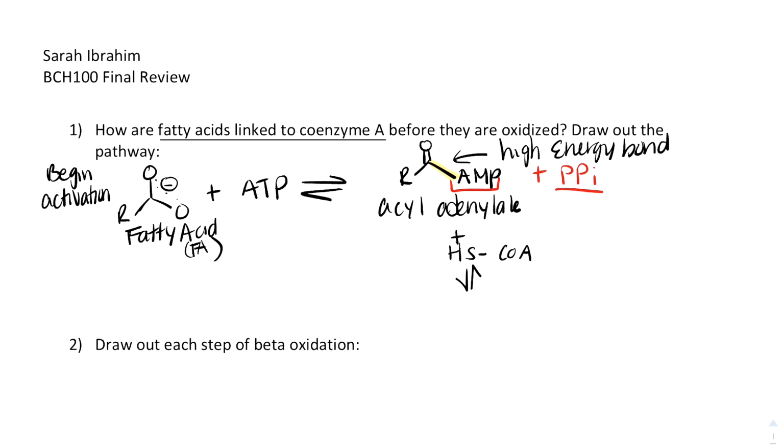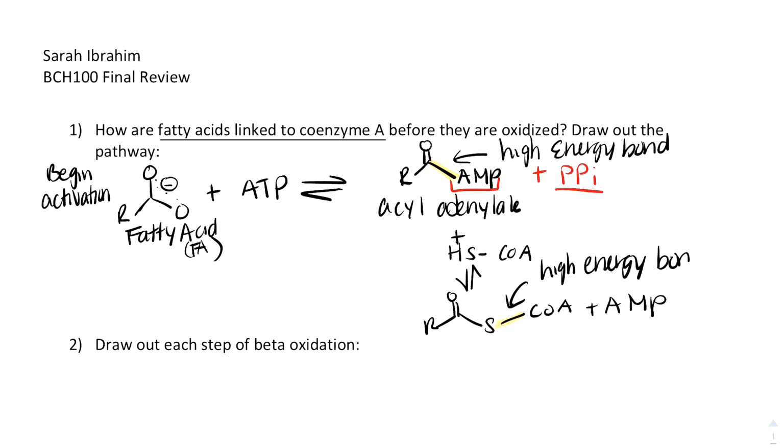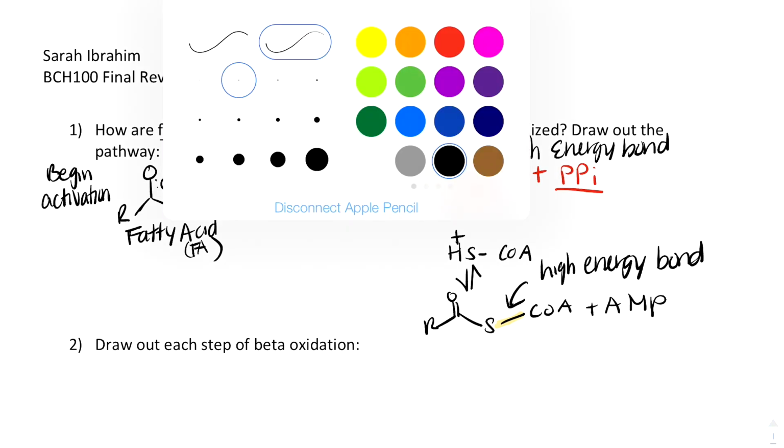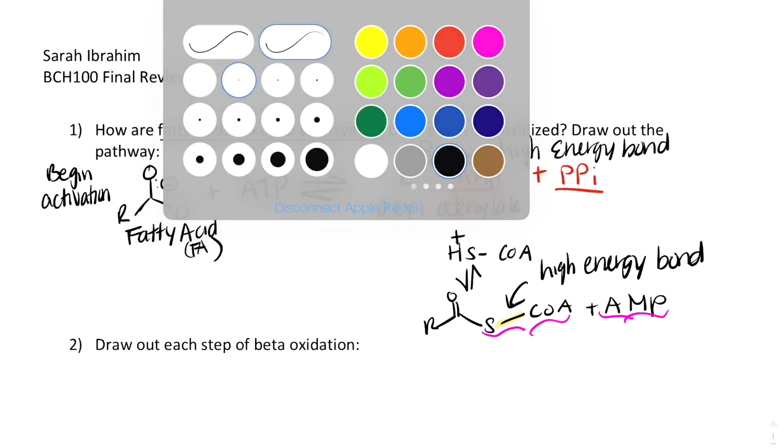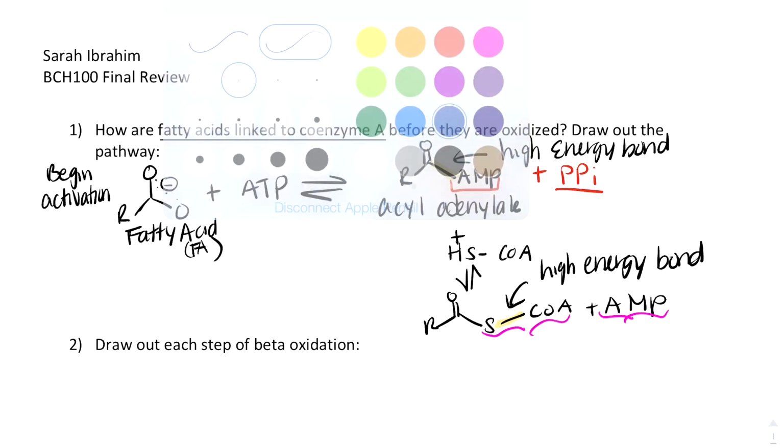So we're adding the coenzyme A, and through a reversible step, we create this group here, and we create the byproduct AMP. The bond that I highlighted is also a high energy bond. It's the thioester bond. And we create the coenzyme A that's linked to the fatty acid, plus a byproduct, which is the AMP.